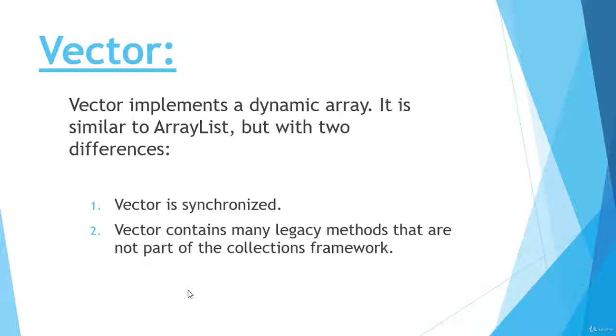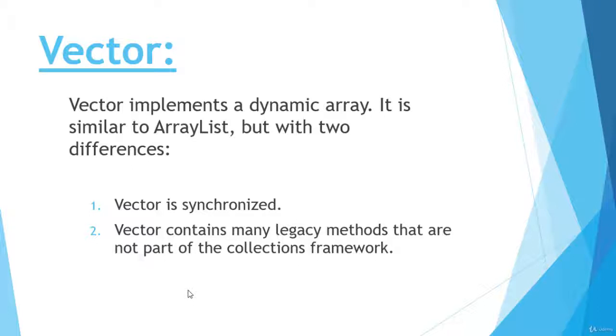So in this way, vector is more flexible than the array list. Array list is not synchronized, but vector is synchronized. So this is the plus point for the vector. It is just like the array list, but there are two differences. First, synchronization, and second, that vector contains legacy methods that are not part of the collection framework. So I hope that you know about this synchronization.